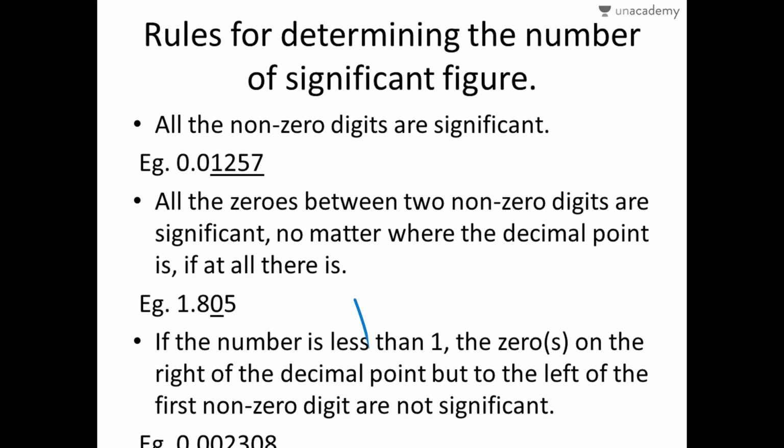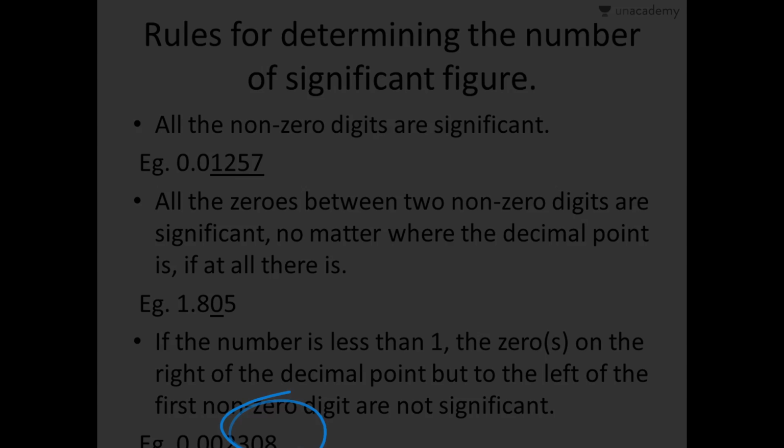Now, if the number is less than 1, the zeros on the right of the decimal point but to the left of the first non-zero digit are not significant. That is, here the first three zeros are not significant, whereas the 0 in between 3 and 8 is significant. So this number has 2, 3 and 0, 8. These four numbers which are significant.